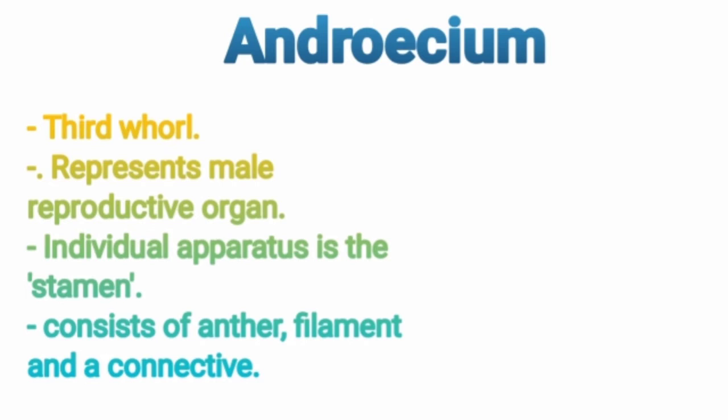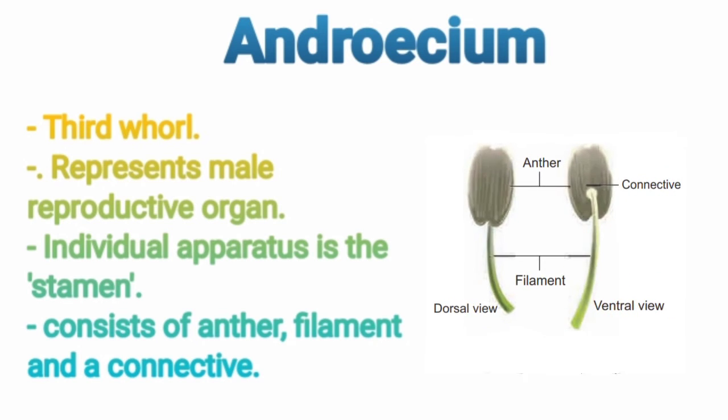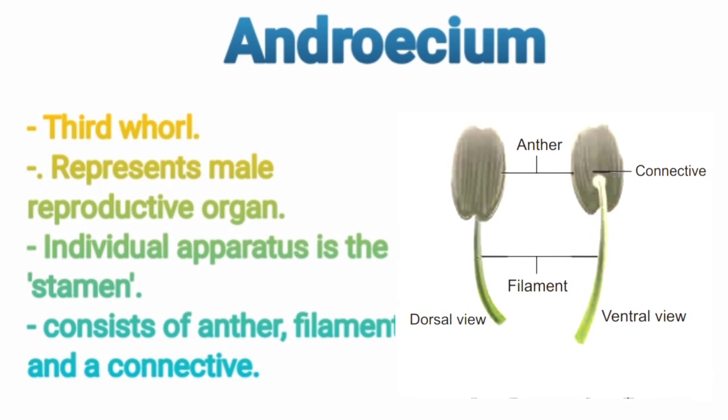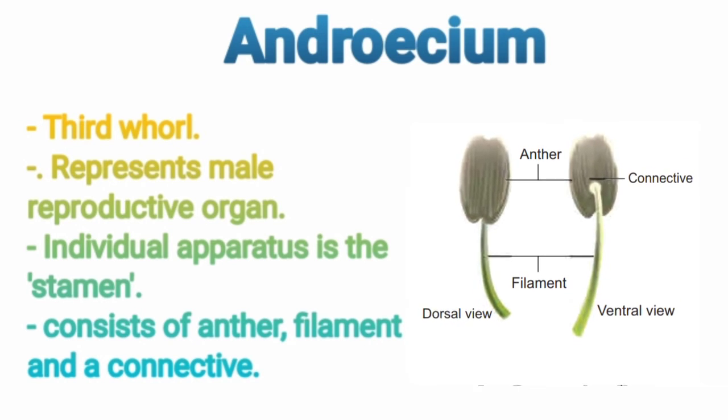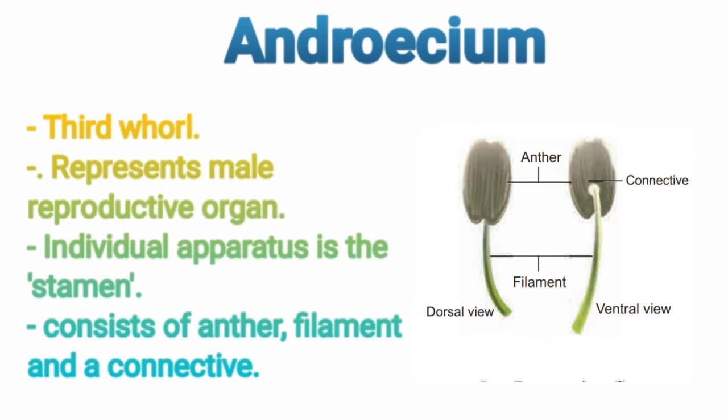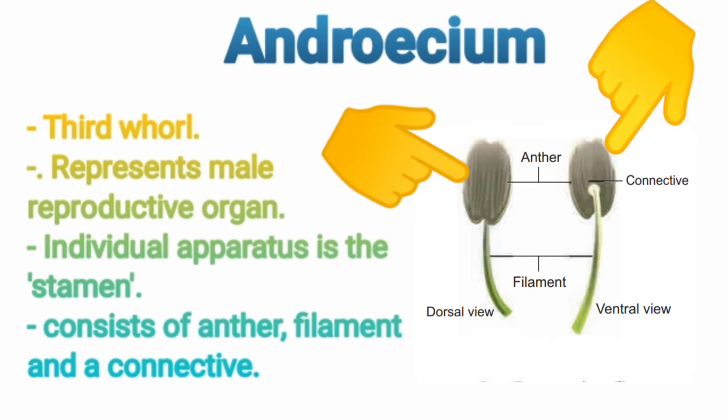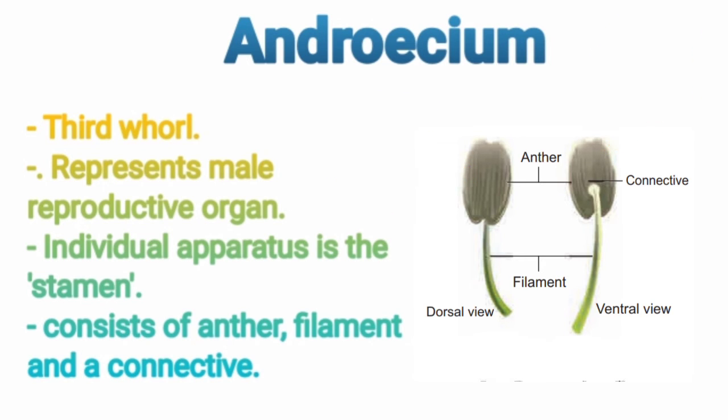Androecium. It is the third whorl which arises inner to the corolla and it is the male reproductive organ. The individual unit is the stamen, and the stamen consists of anther, filament and a connective. On the right hand side both the dorsal and ventral view of a stamen is given, where all the parts of a stamen are shown.